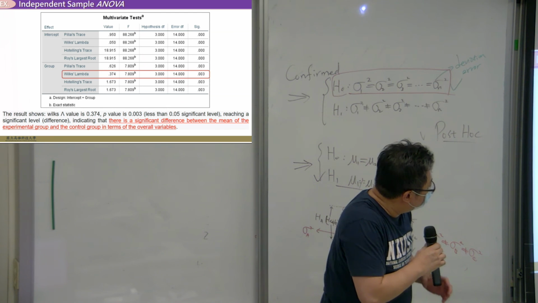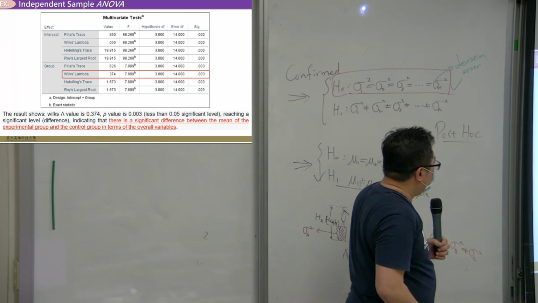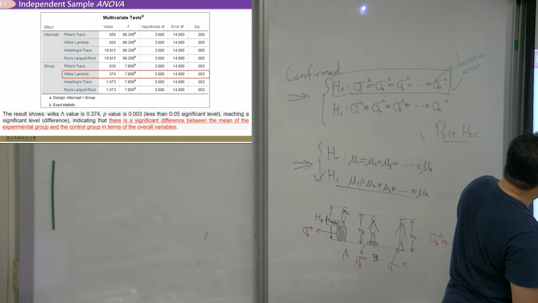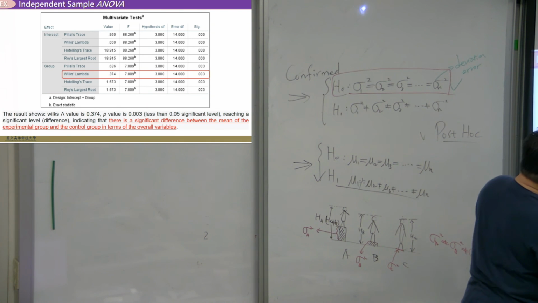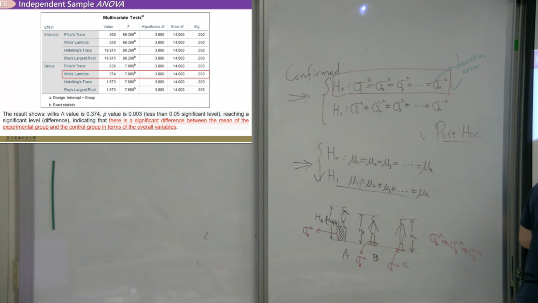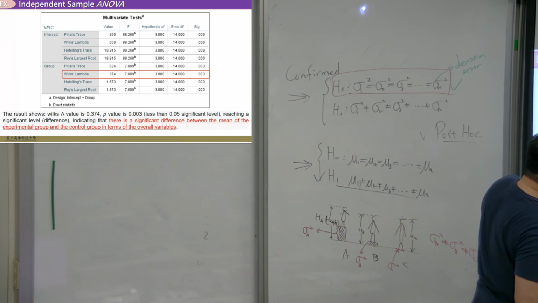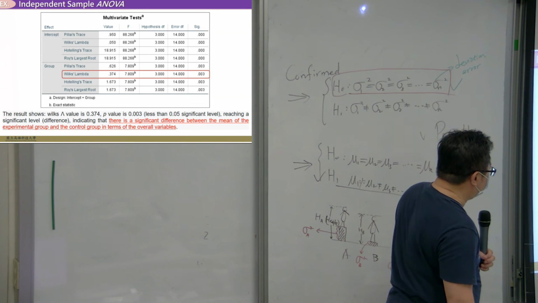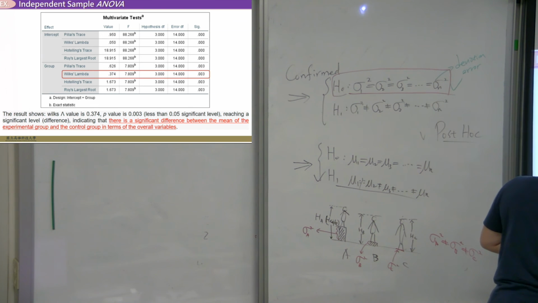Multivariate ANOVA table, okay, and then we got the value of the Wilks' lambda. Wilks' lambda is 0.374, and the F value is 7.8. The significance is 0.03. Very small. It is less than the 0.05 significance level.